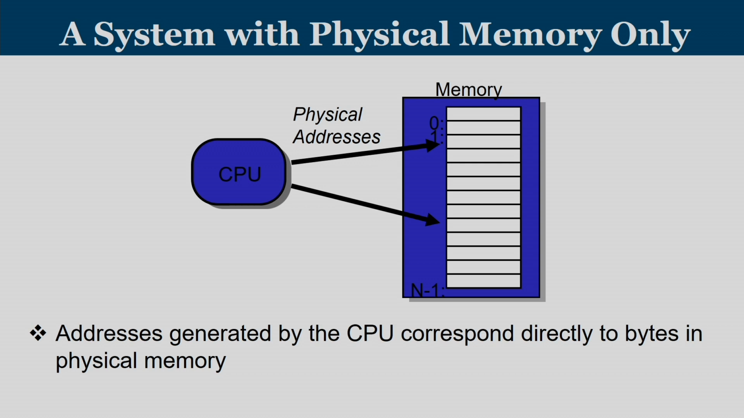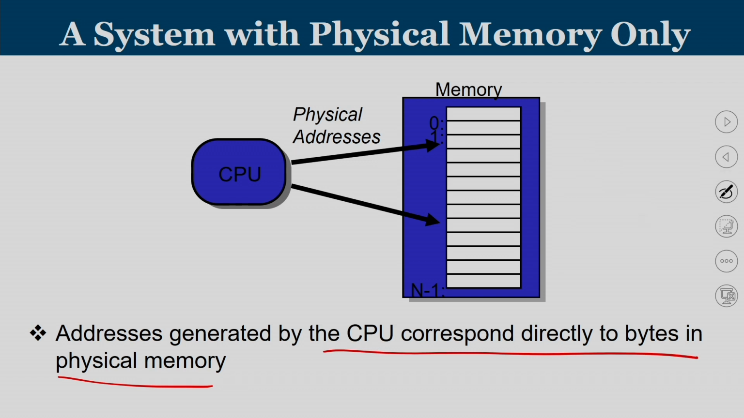To begin our discussion on virtual memory, let us first consider a system with only one type of memory, called physical memory. Whatever address is generated by the CPU corresponds directly to the bytes in the physical memory. So we have a system in place that has only physical addresses in hand. When you have only physical addresses, whatever the CPU is generating is only a physical address, and you have a memory here.